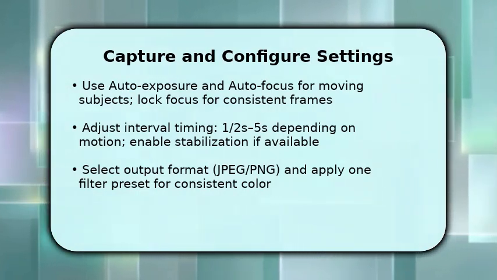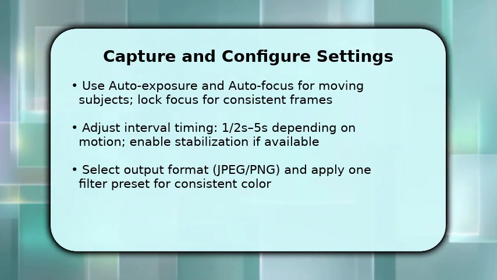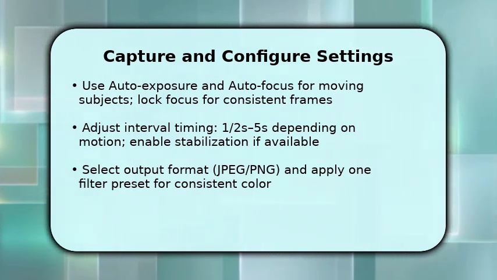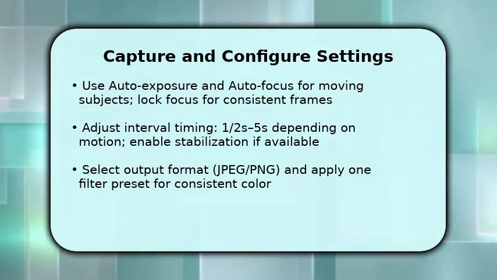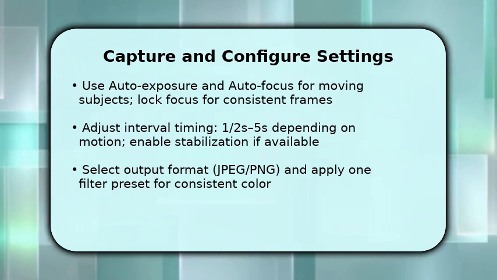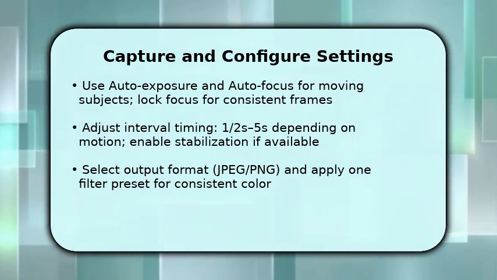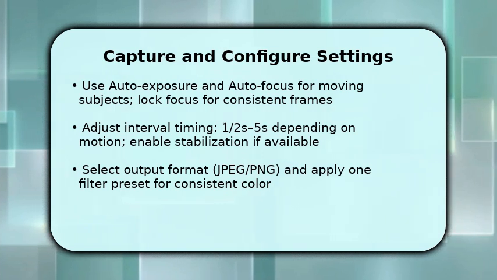Set auto exposure and auto focus to handle variable lighting and lock focus when you need consistent frames across the sequence. Adjust the capture interval. Choose 1/2 second for fast motion or up to 5 seconds for slow changes, then enable stabilization to reduce blur.